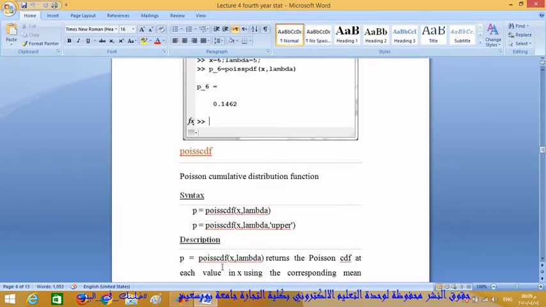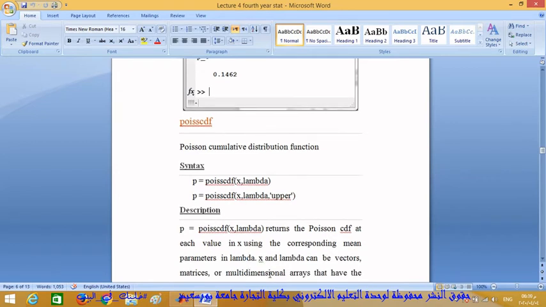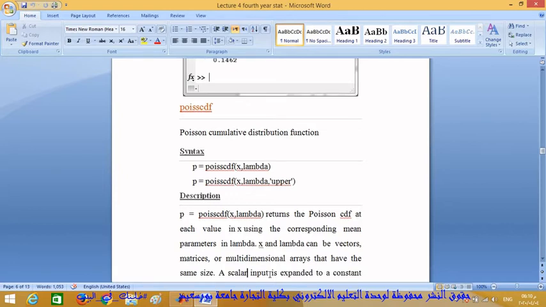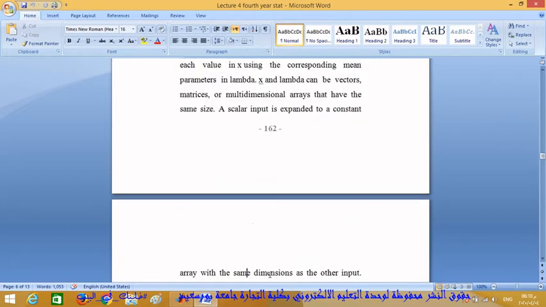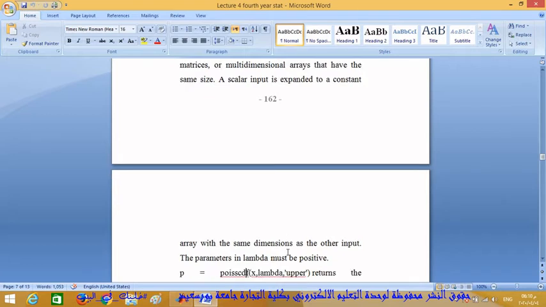Description: poisscdf of x and lambda returns the Poisson CDF at each value in x, if x has more than one value, using the corresponding mean parameters in lambda if lambda has more than one value. x and lambda can be vectors, matrices, or multi-dimensional arrays that have the same size. A scalar input is expanded to a constant array with the same dimension as the other input. We don't need this because we will deal with only one distribution, not a lot of distributions at the same time. The parameters in lambda must be positive. It's all right.